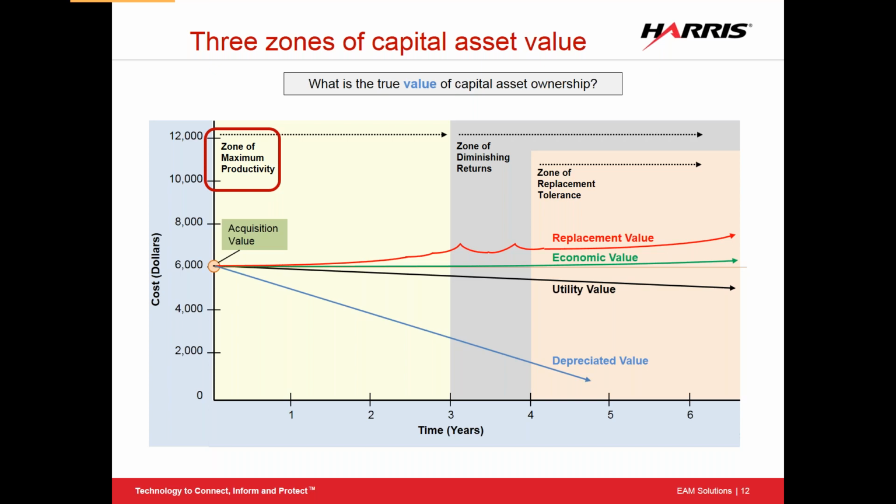So then you get into the zone of replacement tolerance. You can tolerate so much. You can take just so much before you say, okay, we have to do something with this blue widget. So these various colored lines here simply represent different kinds of value.